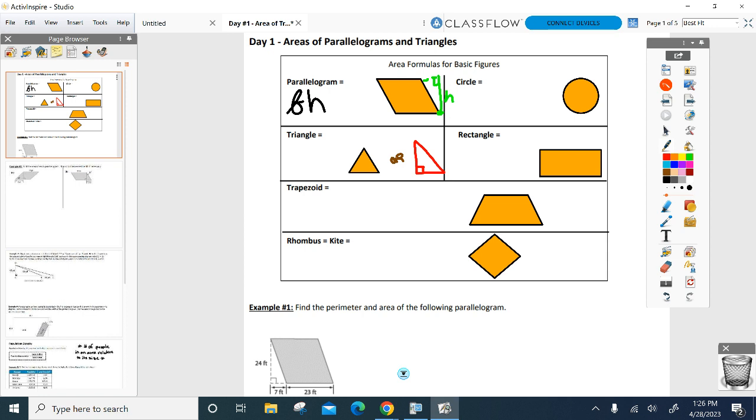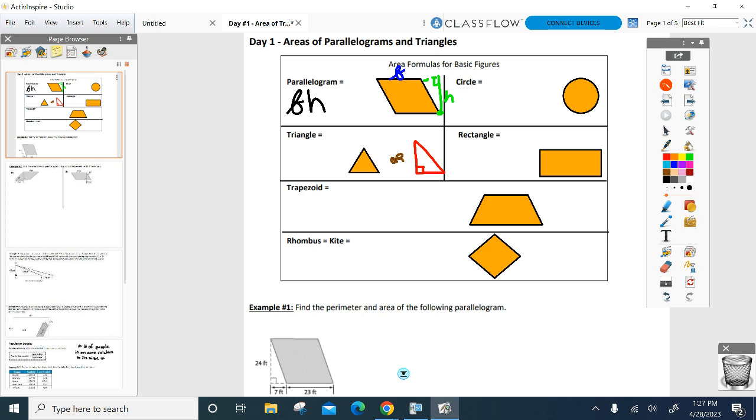The height will always be drawn to your base. That's how you can always figure out where the base is located to plug into the formula. The height will always be drawn to the base. So in this case, that's what I'd be using for my base. All right, so get it out of your head. Base does not always equal bottom. Base is whatever the height is drawn to. All good.